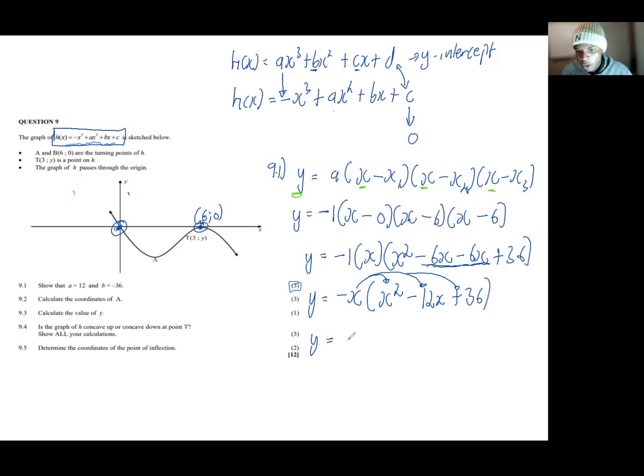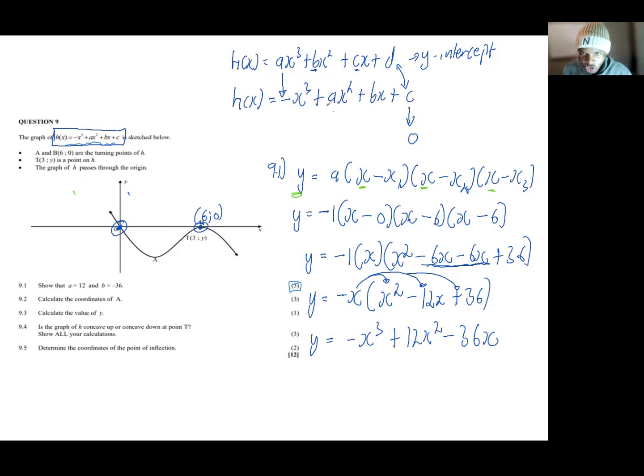So now we have y equals negative x cubed. And then negative and negative, that's positive 12x squared. Negative times positive, that's negative 36x. Now remember, what are we supposed to show? We are supposed to show that a is 12 and b is negative 36.